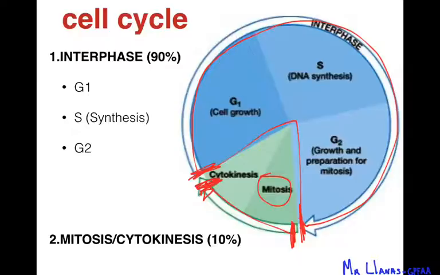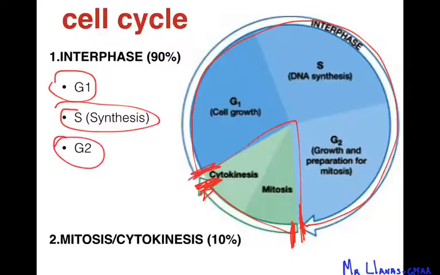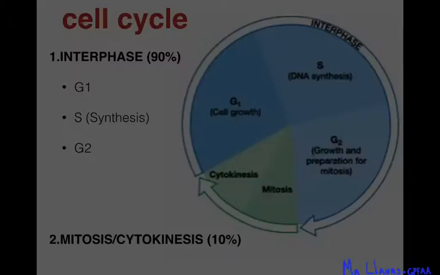So interphase, as you can see, is divided into three phases, G1, S, and G2. Mitosis is divided into four phases, but we'll talk about mitosis in another video. Right now, we're just going to talk about the three phases of interphase and what the purpose of mitosis is. So again, the cell cycle is divided into two phases, interphase and mitosis. All right, so let's keep going.